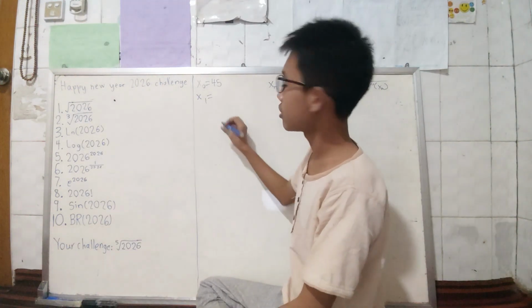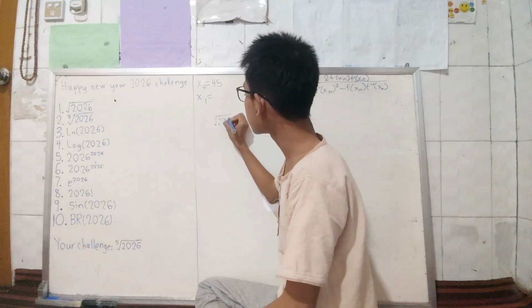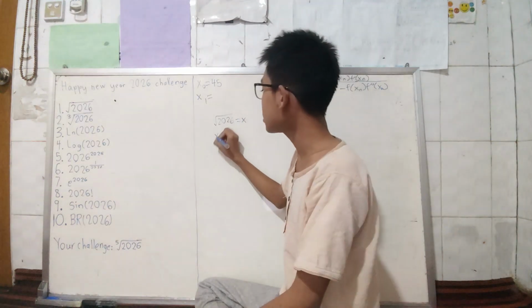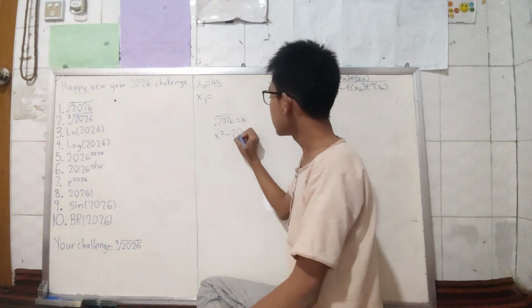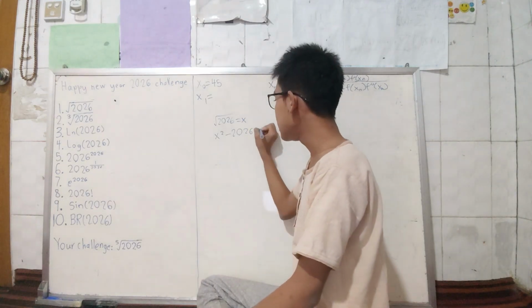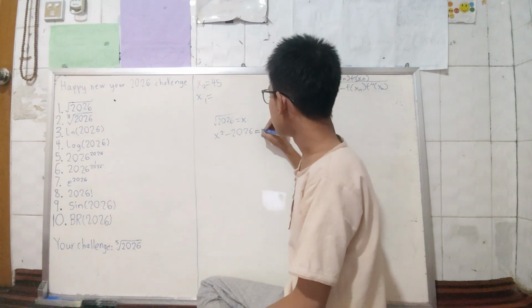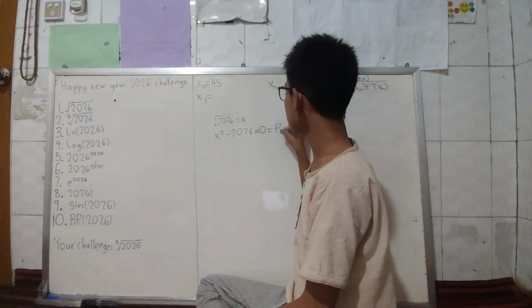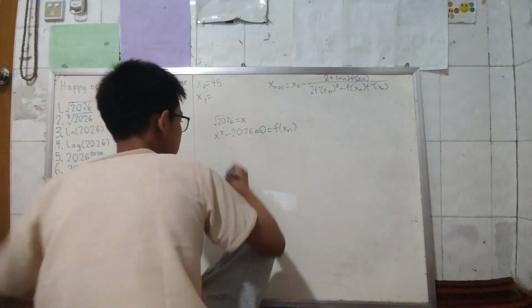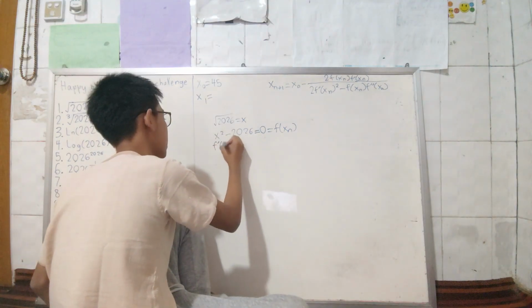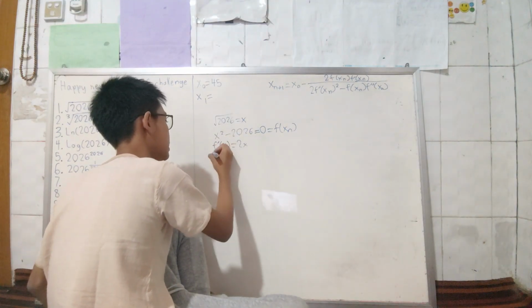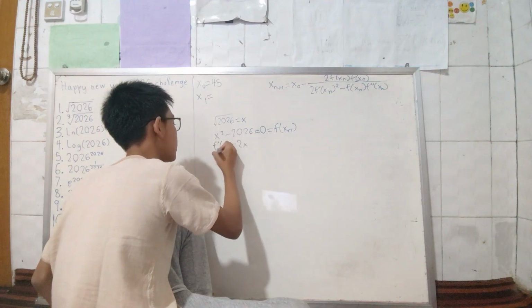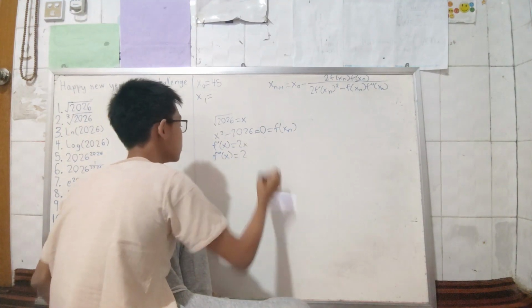Because we're trying to take the square root of 2026, if we call it x, then it should be true that x squared minus 2026 must be equal to 0. That will be our function. The derivative of the function would be 2x, and the second derivative of the function will be 2.